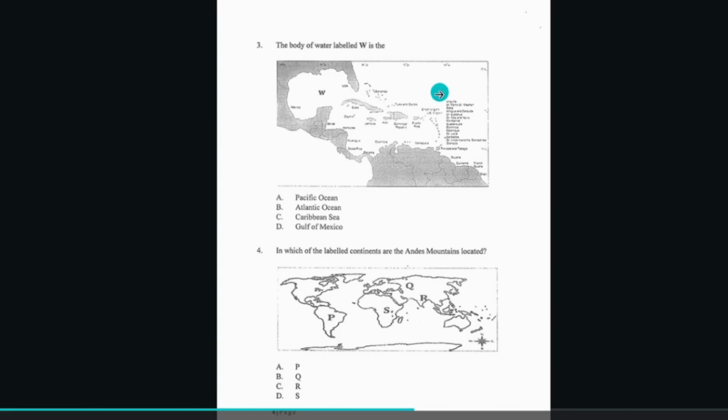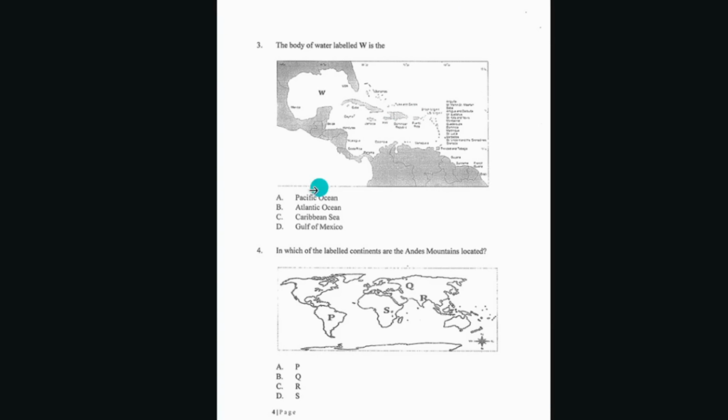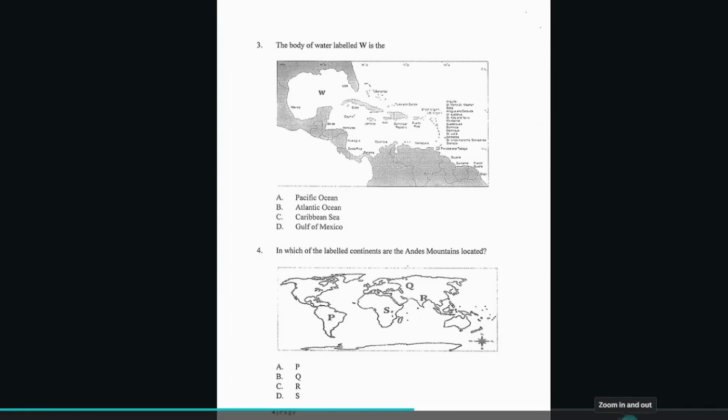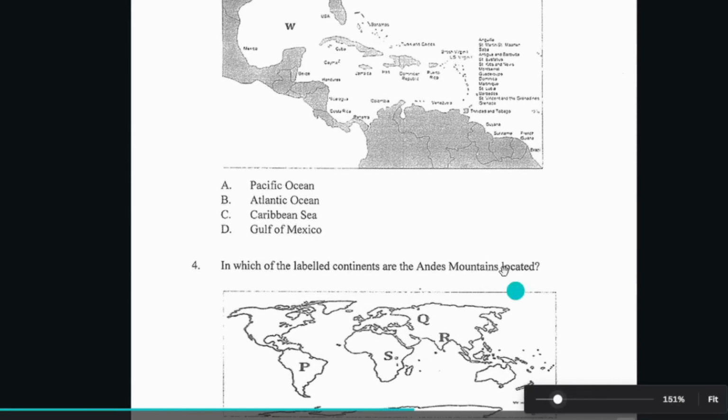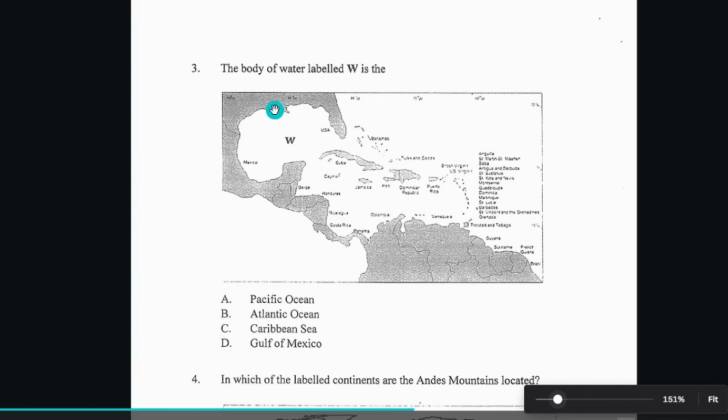Bodies of water. So that means, students, you need to know all your bodies of water. And we're just going to zoom in just a little bit more. Right? So, number 3, the body of water labeled W is, so W is right here. You need to know the bodies of water here, here, and here, right? So W would be the Gulf of Mexico.